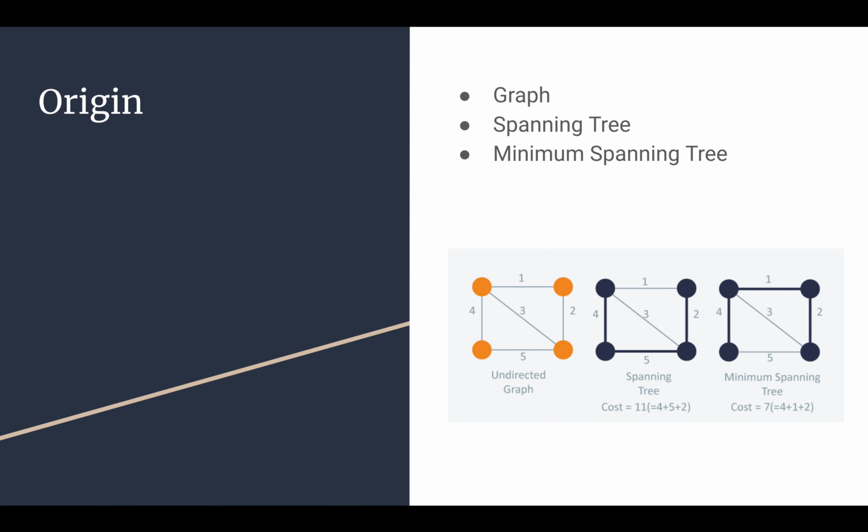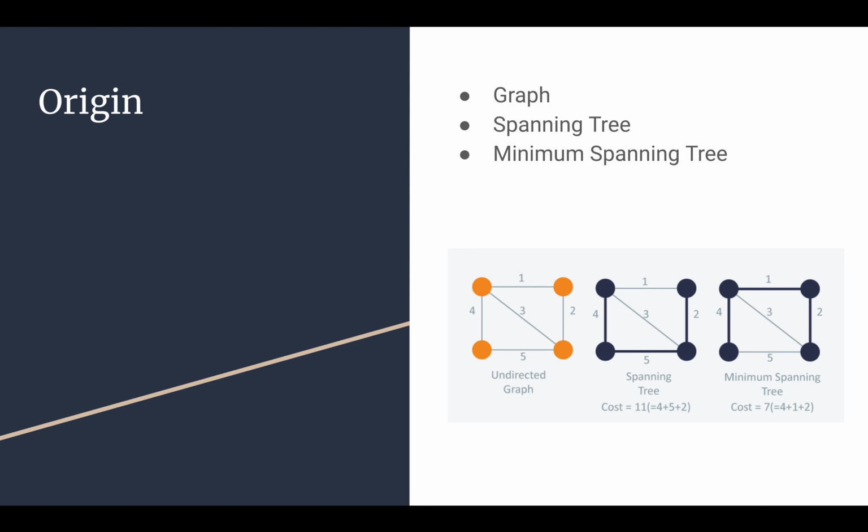Before we get into the minimum spanning tree, we first need to figure out what a spanning tree is. A spanning tree is a subset of a graph, as you can see on the left, that has all the vertices coupled with the minimum possible number of edges. Hence, a spanning tree does not have any cycles and it cannot be disconnected.